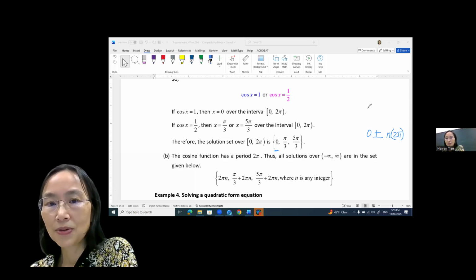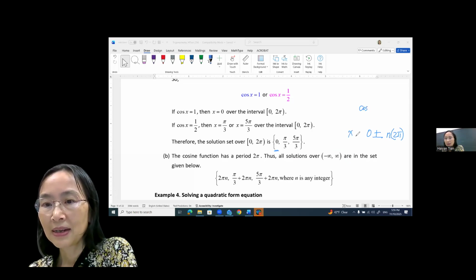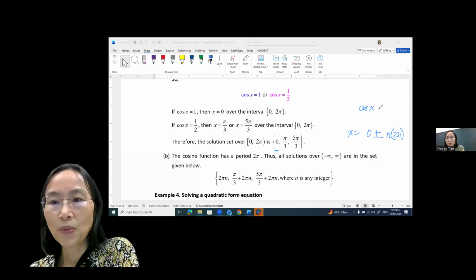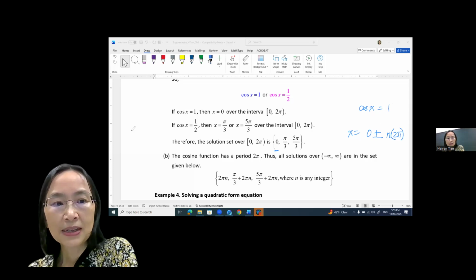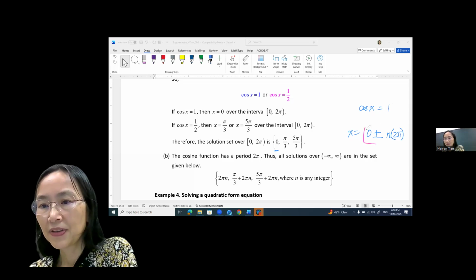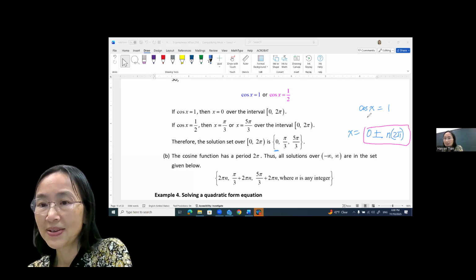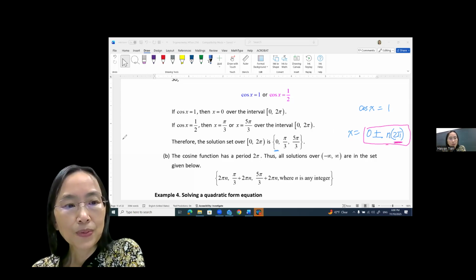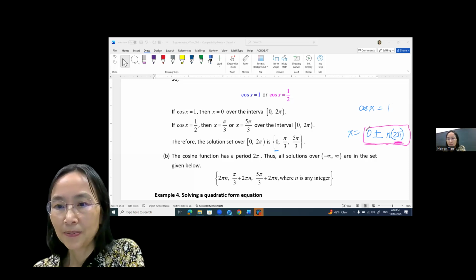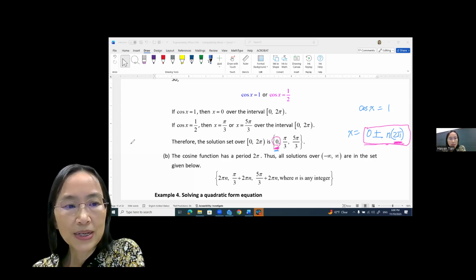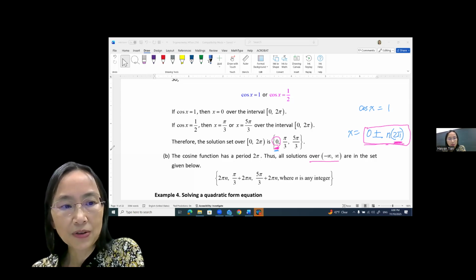Because if at 0, cosine 0 is 1, then cosine at any of these will also be 1, because cosine is a periodic function with period 2 pi. So we can list all solutions from this one solution. Then on this interval, we can find all solutions.